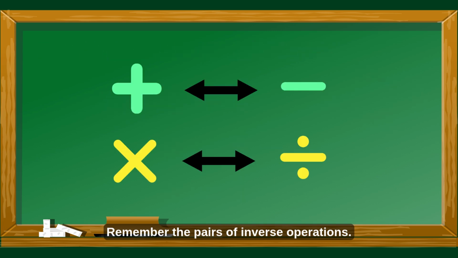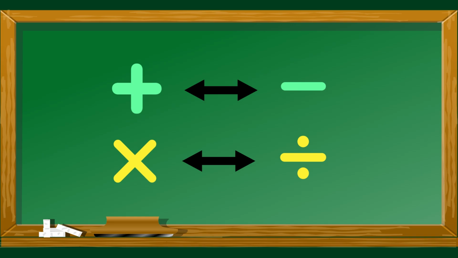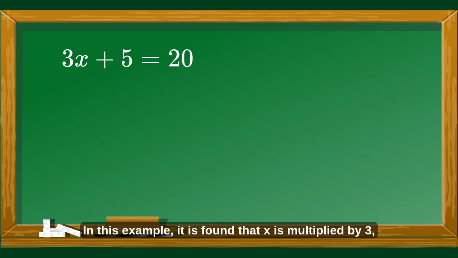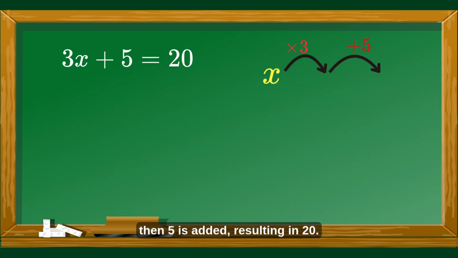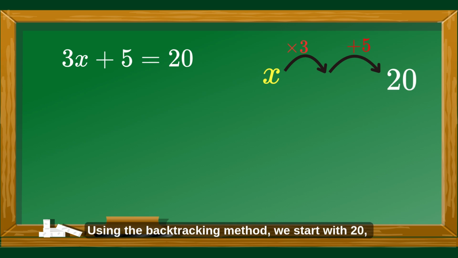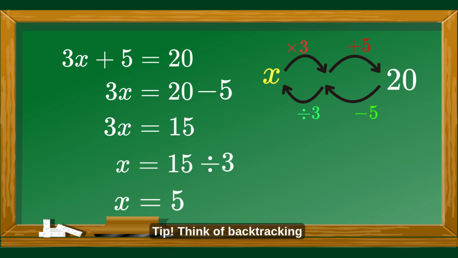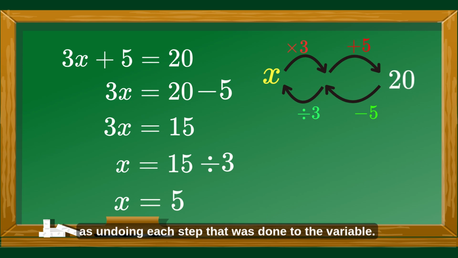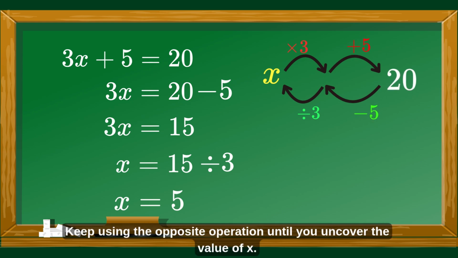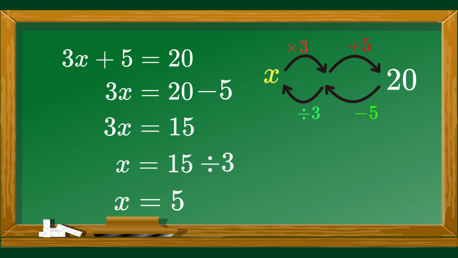Remember the pairs of inverse operations. In this example, it is found that x is multiplied by 3, then 5 is added, resulting in 20. Using the backtracking method, we start with 20, subtract 5, and then divide by 3. Therefore, x equals 5. Tip: think of backtracking as undoing each step that was done to the variable. Keep using the opposite operation until you uncover the value of x.